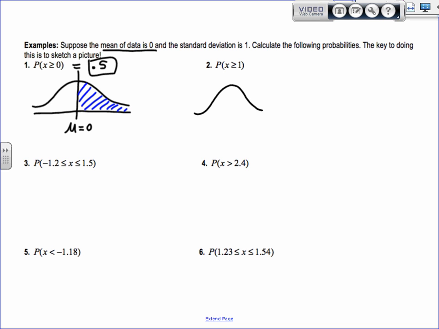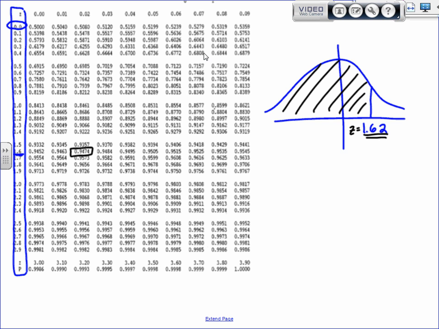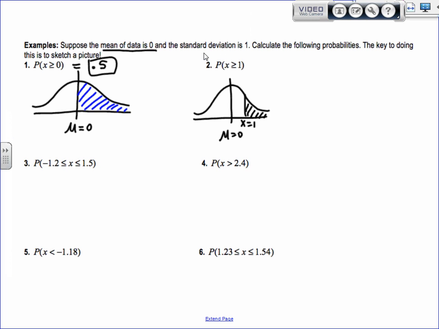The next one says, what's the probability that x is bigger than 1? Our mean of 0 is in the middle, so x equals 1 is on the right of it, just like a number line. Negatives are on the left, positives on the right. We're going to go to our table and look up 1.00. This is my probability right there, 0.8413. That means it's 84% of the curve. Is that what this is?